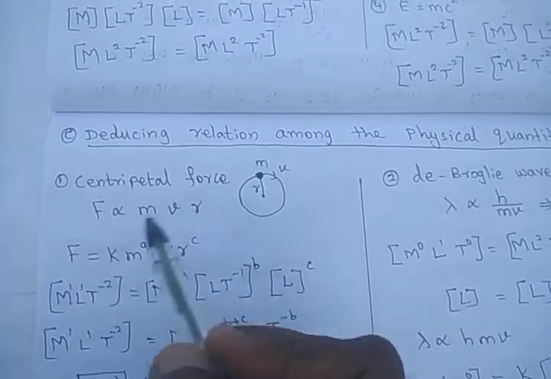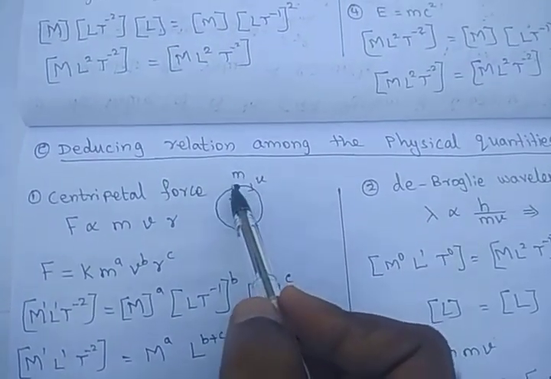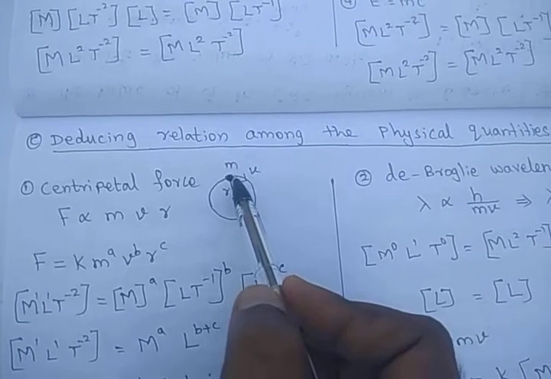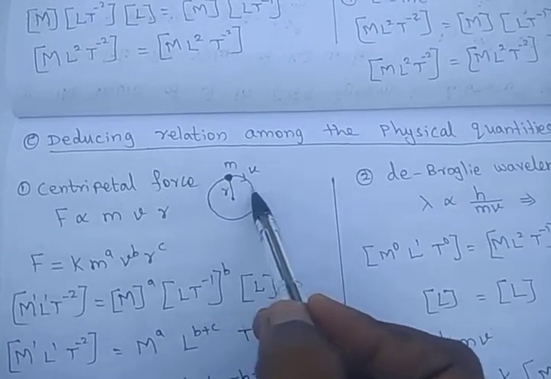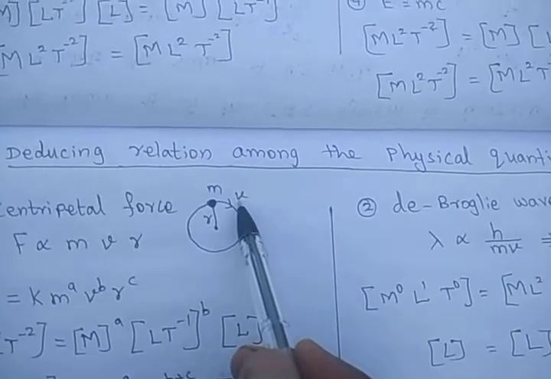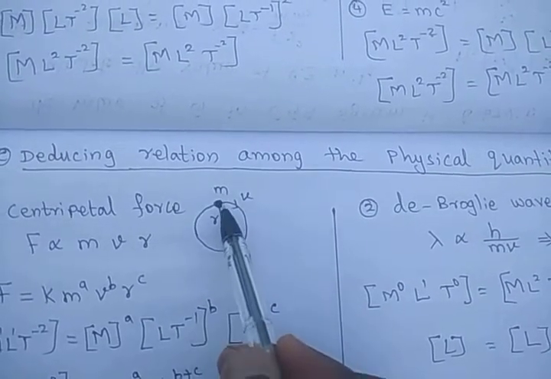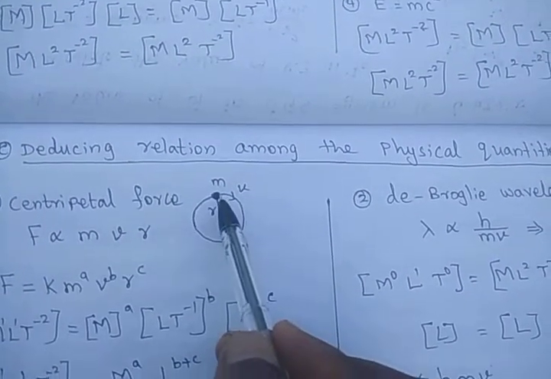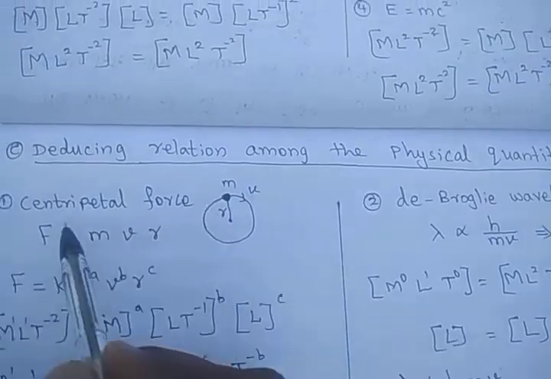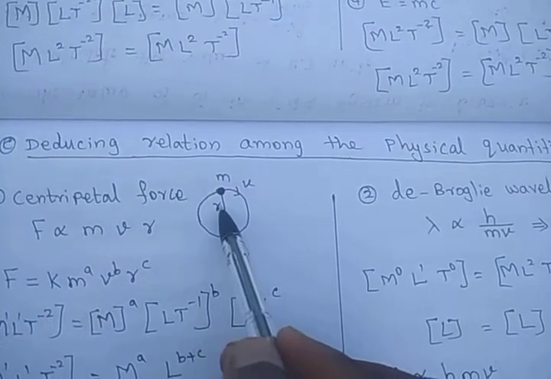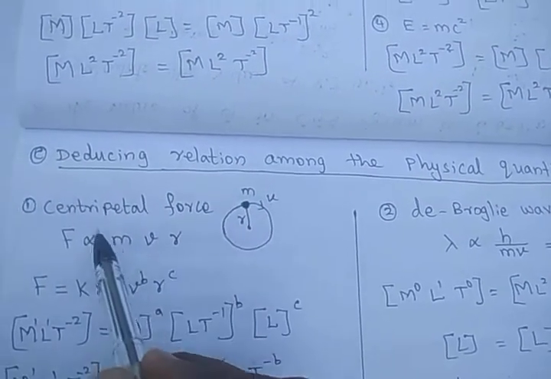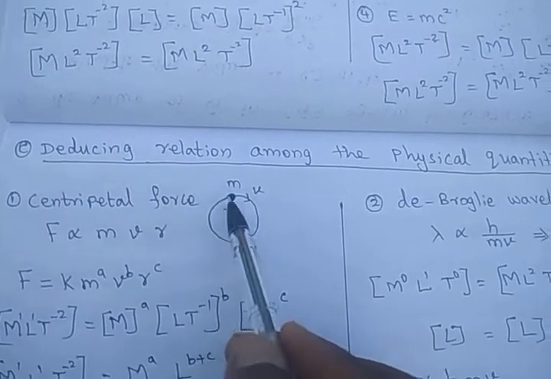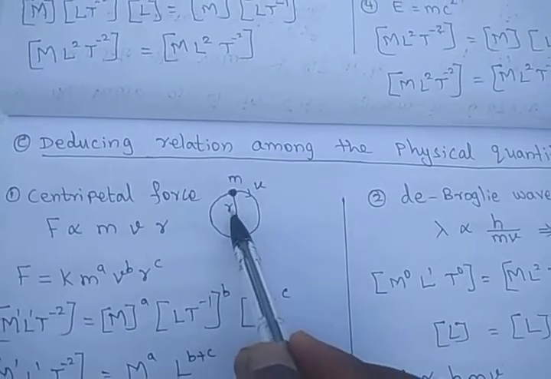As per the centripetal force definition, whenever a particle of mass m is rotating in a circular motion with the velocity v, the particle mass is m and the velocity is v. It is moving in a circular motion, that is called a centripetal force. The radius of the circle is r. So there is a relation between this force and mass, velocity and radius.